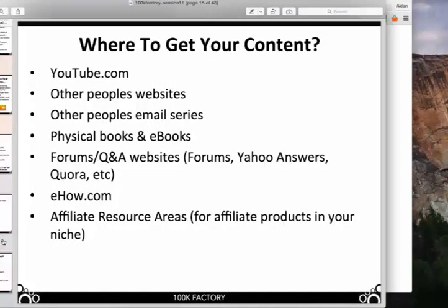So where can you get your content from? Well, you can get it from YouTube. That's probably one of the easiest at this point. You can get it from other people's websites, other people's email series. It's a great idea to sign up to other people's email series so that you can find out what they're doing. Also physical books and ebooks, forums, Q&A websites, eHow. Let's have a look at eHow. I'll show that one to you.